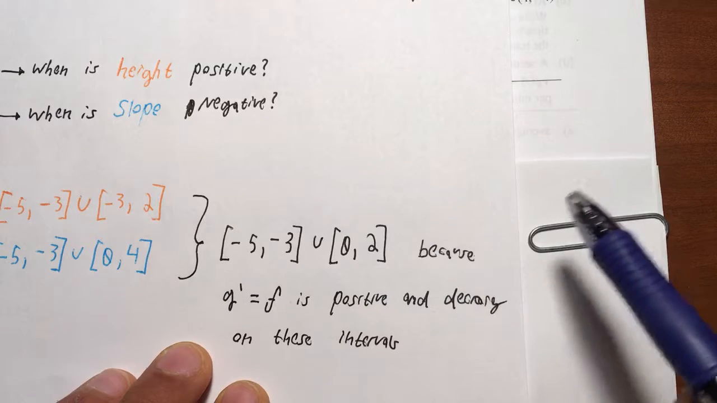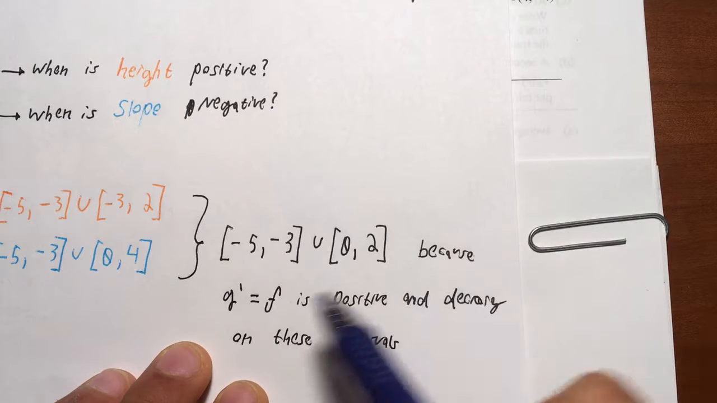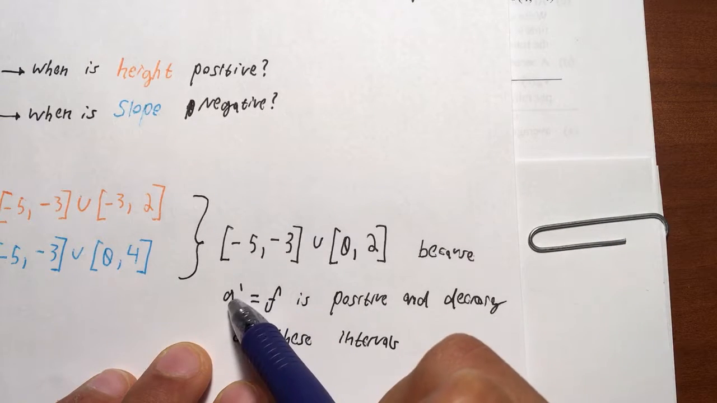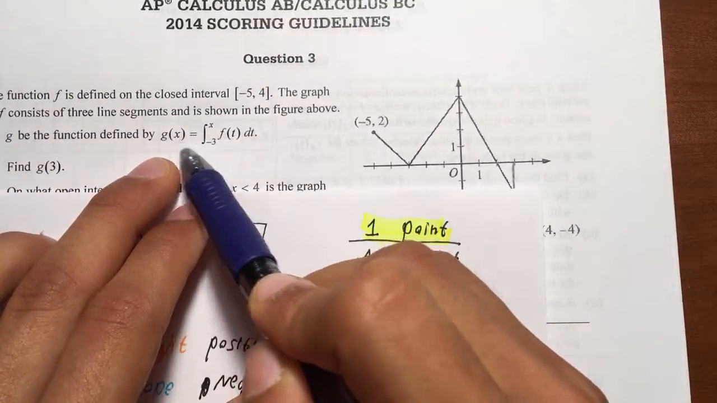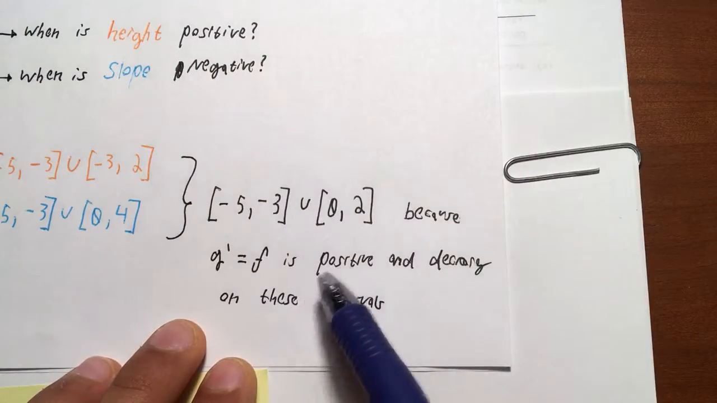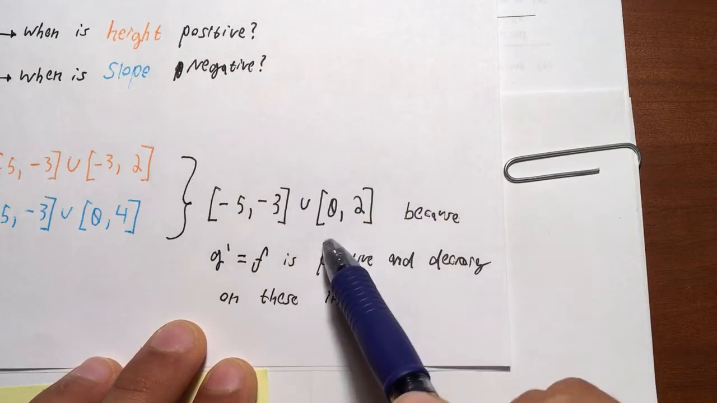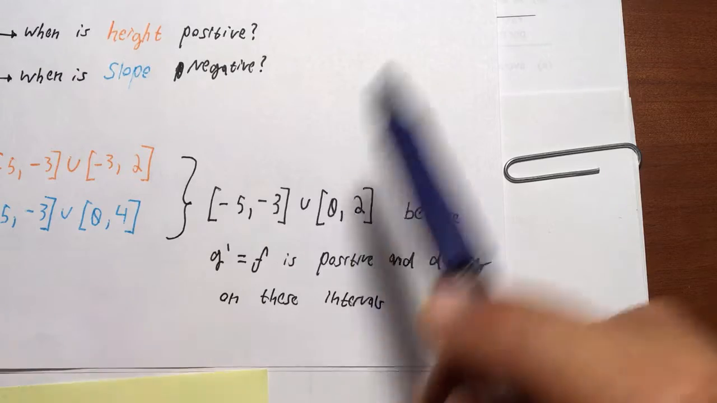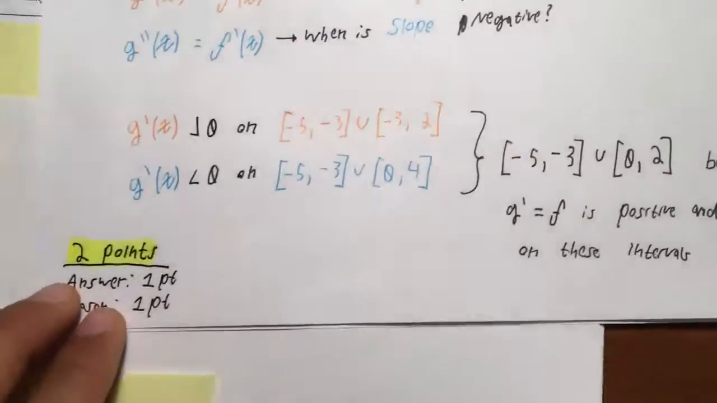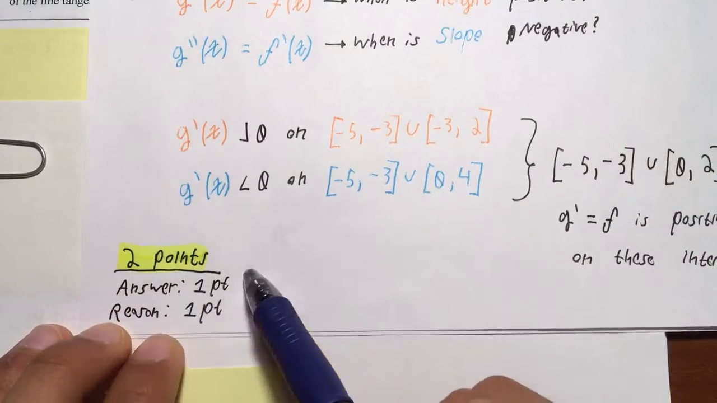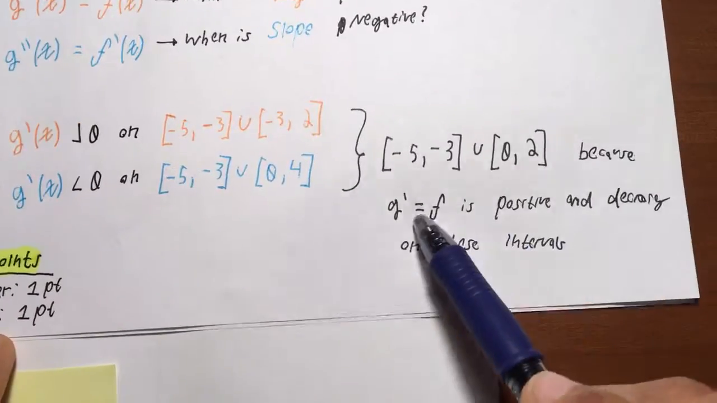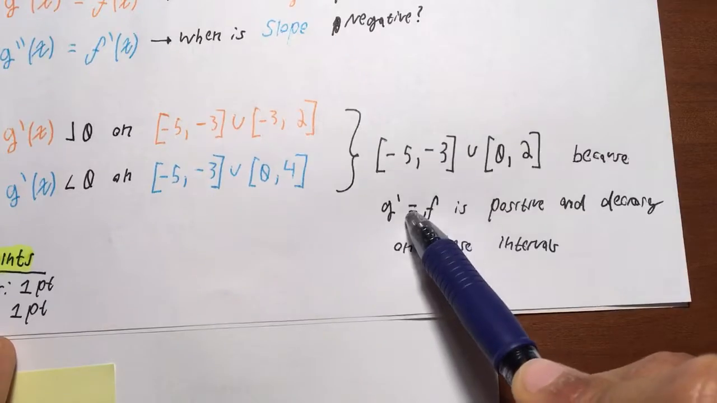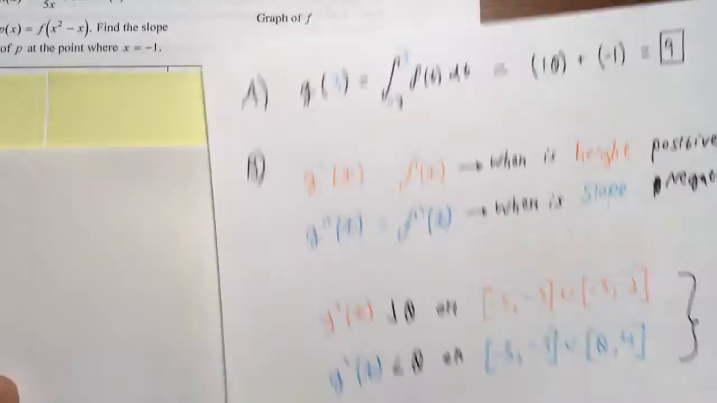Now you have to justify your answer, and you're going to say simply because the derivative of g is simply f, because again, fundamental theorem of calculus, the derivative of an integral will undo the integral, and you can just say that it's positive and decreasing on this particular interval. Now this question was worth just simply 2 points, 1 point for the actual answer here, but another point for the reason. You have to understand, again, the fundamental theorem of calculus, undoing an integral and getting the function at the end.